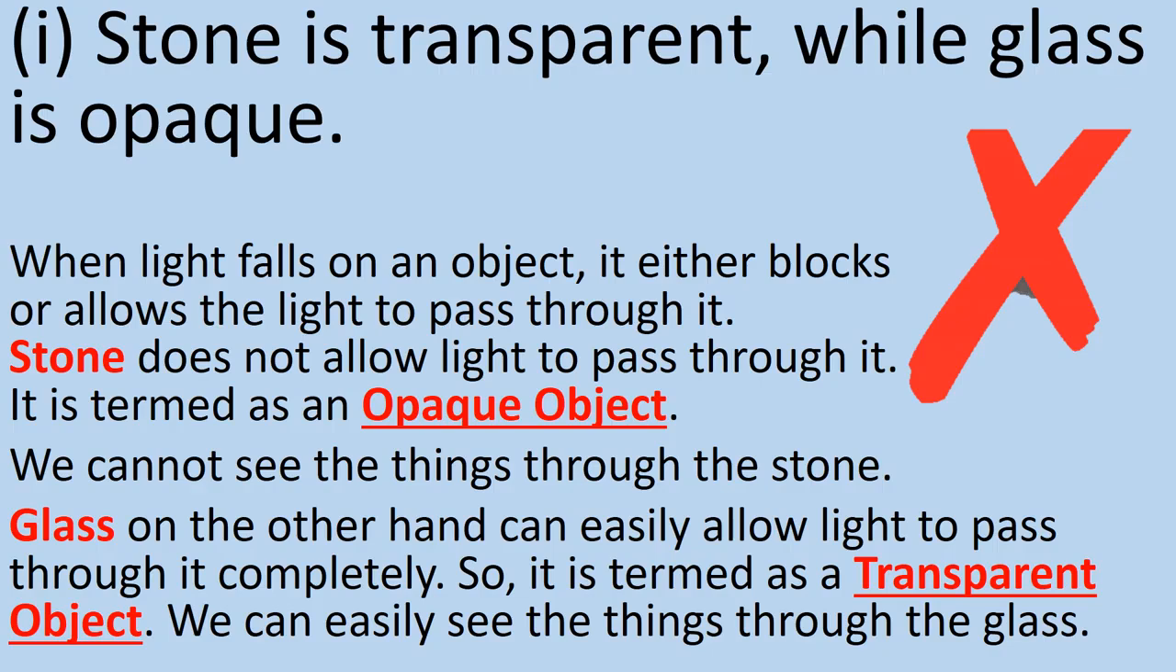Glass, on the other hand, can easily allow light to pass through it completely. So, it is termed as a transparent object. We can easily see the things through the glass. After going through the explanatory part, we can very easily say this statement is false.